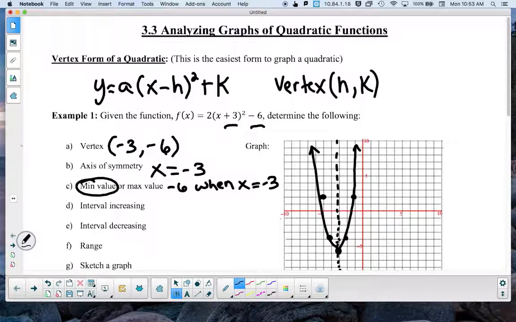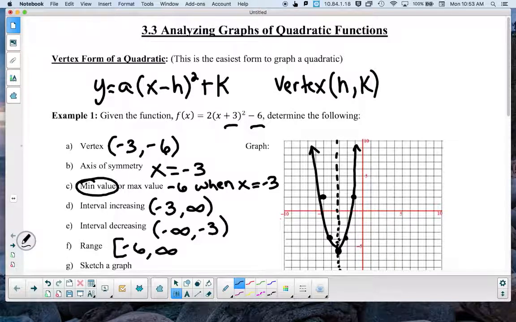parabola opening up. So the interval where this is increasing, remember we're only looking at x values for increasing and decreasing, so this is going to increase from -3 to +infinity. It's going to decrease from -infinity up to -3. And then the range, we're talking about the y values. The smallest y value it's going to have is -6 all the way up to +infinity.